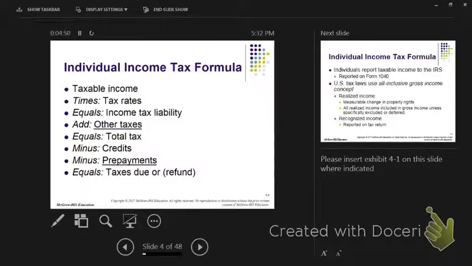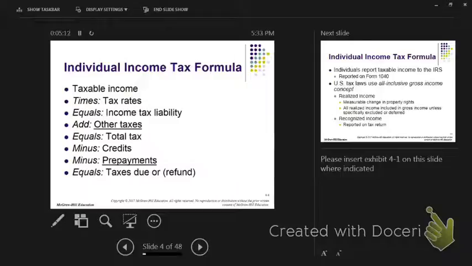You add in any other type of taxes that you might owe. Those taxes could be a variety of different things that are on the 1040. They could be things like AMT tax, which is the most common. And then you have your credits. Prepayments are when you go ahead and you pay ahead of time. Why would you pay ahead of time? You might pay ahead of time because you pay quarterly payments. Right?